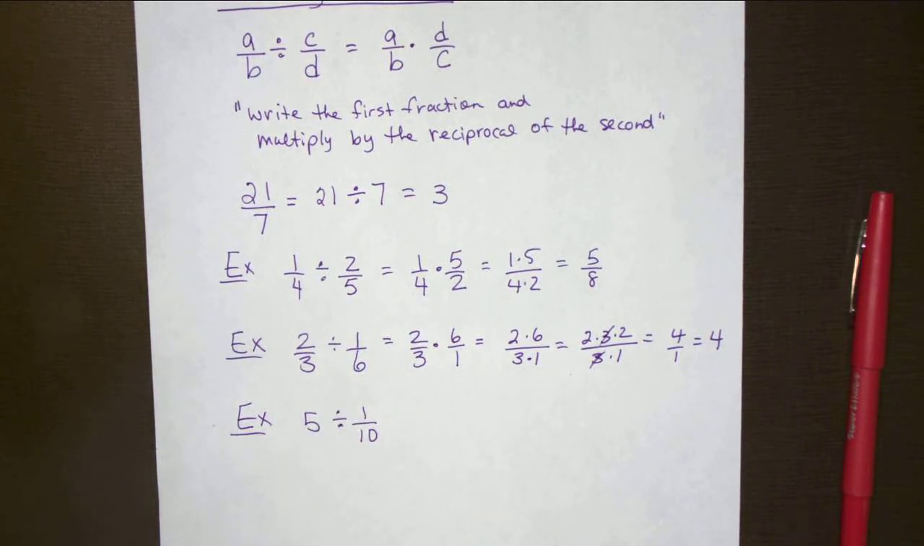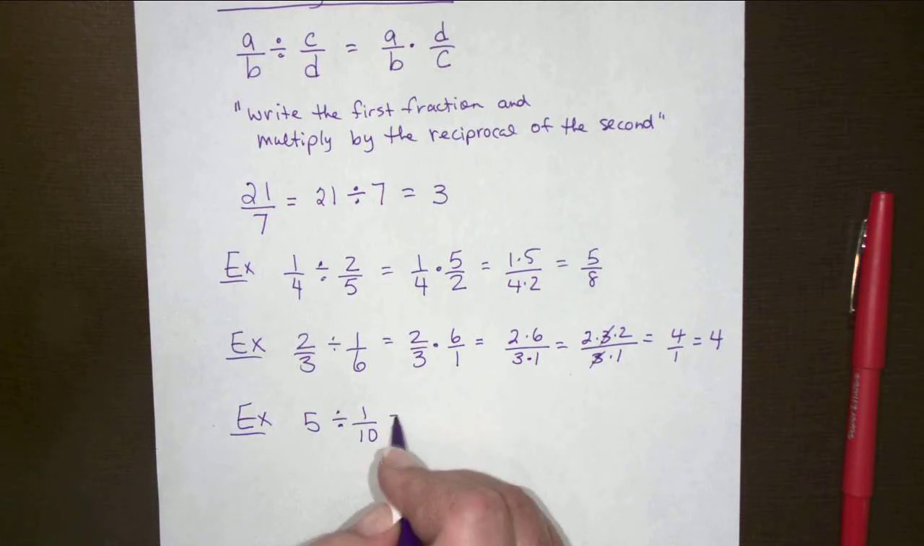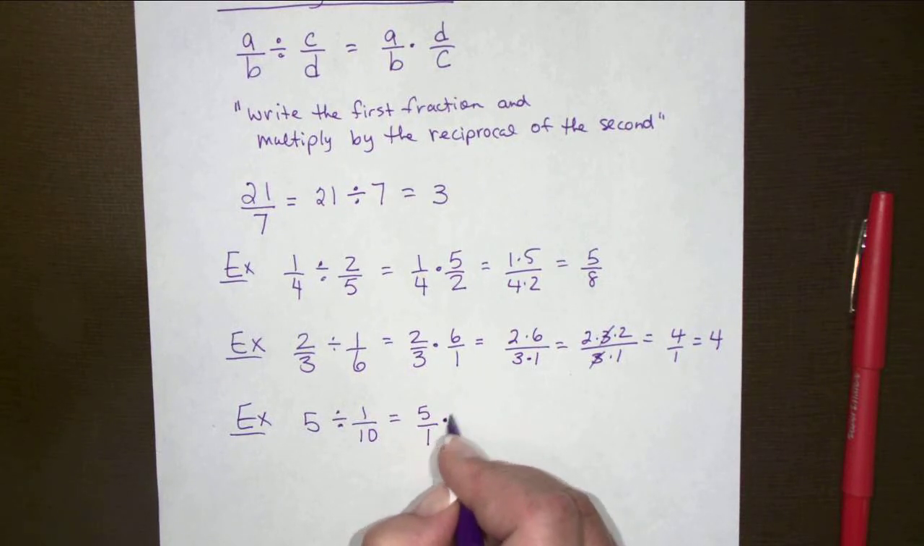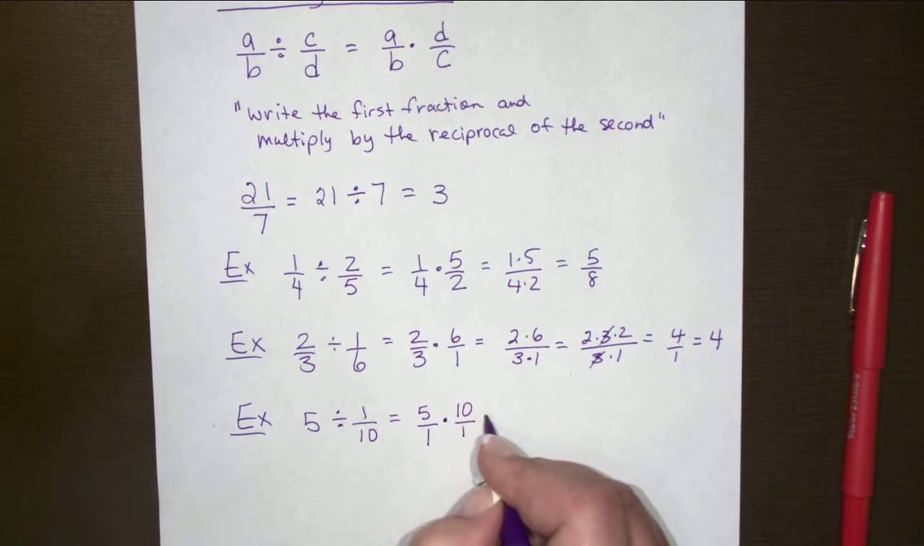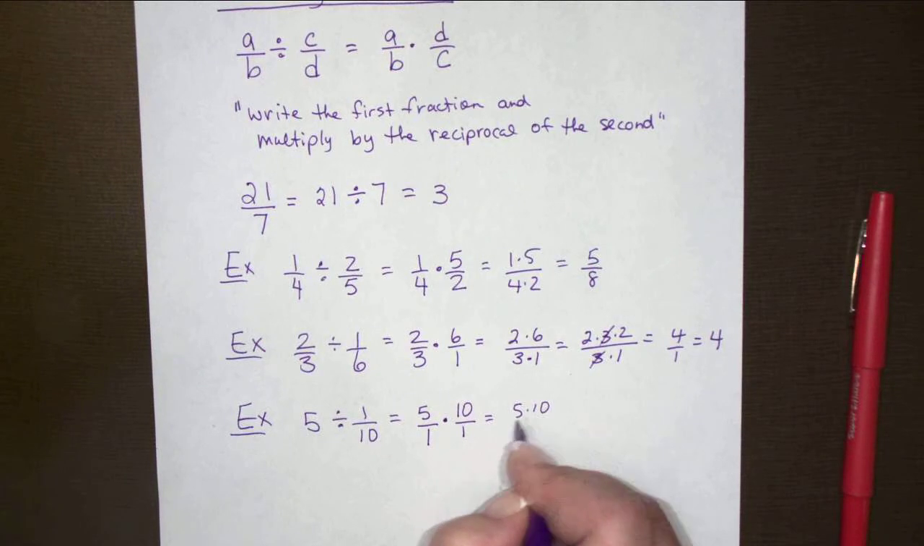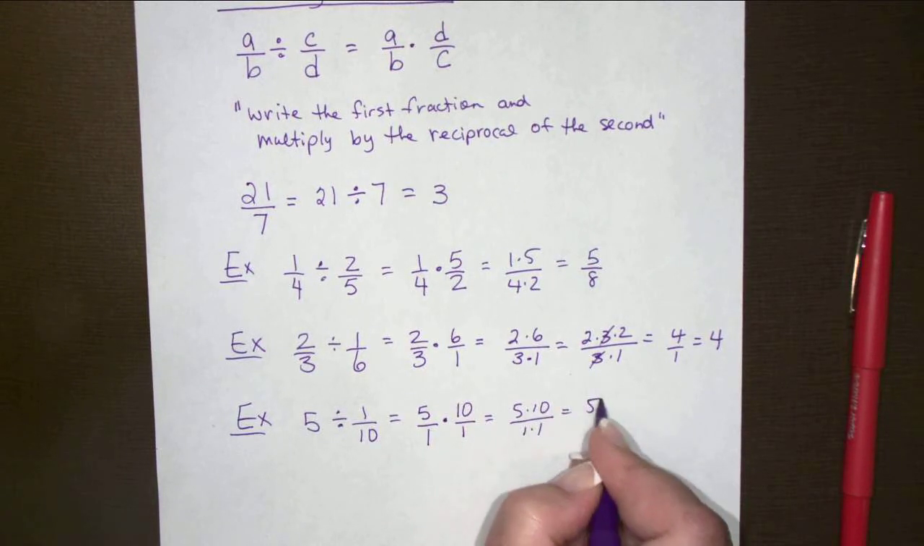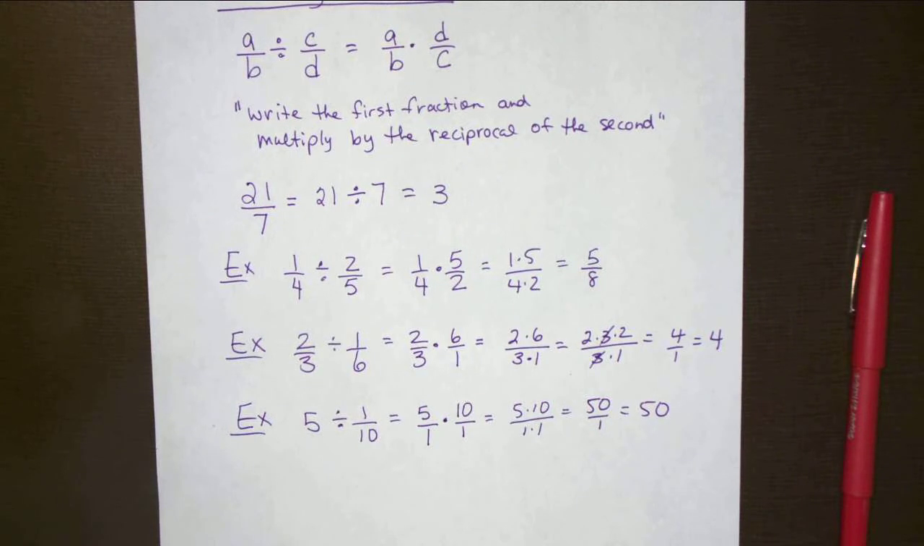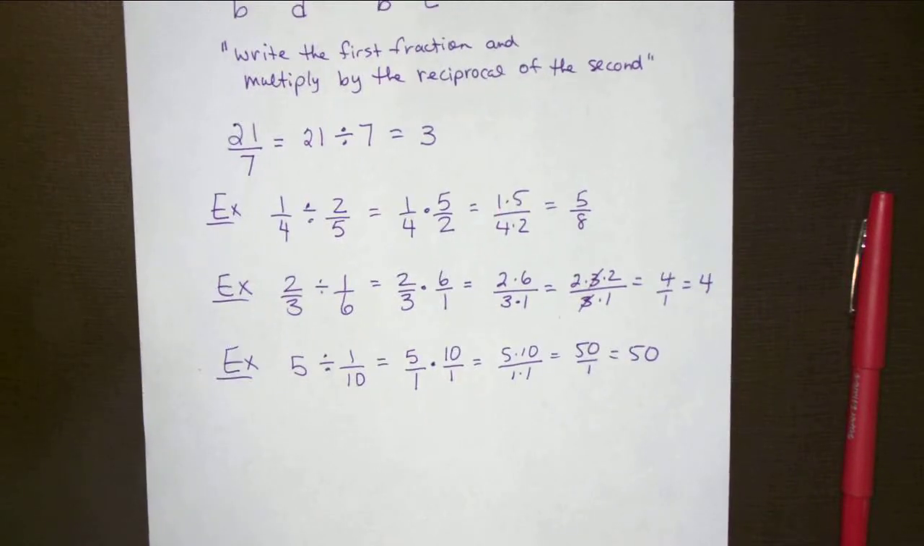Five divided by 1/10. One of them doesn't have to be a fraction, so we would say 5, that's like a 5/1, times 10/1. So 50/1, which is 50. Does that make sense? Okay, so nothing hard yet.